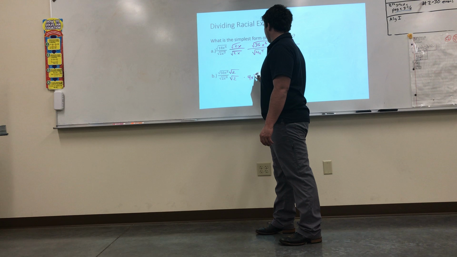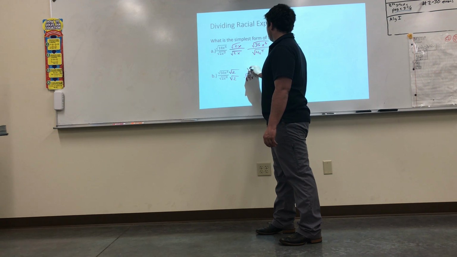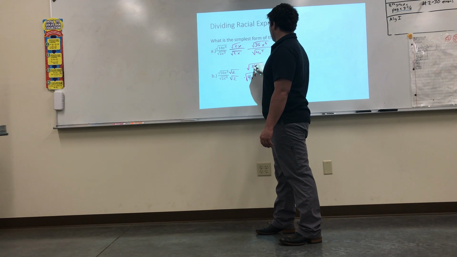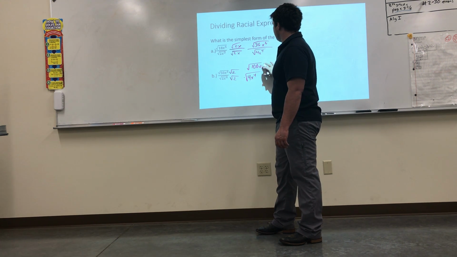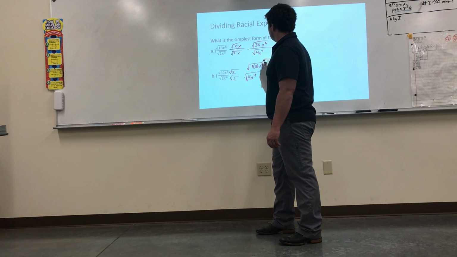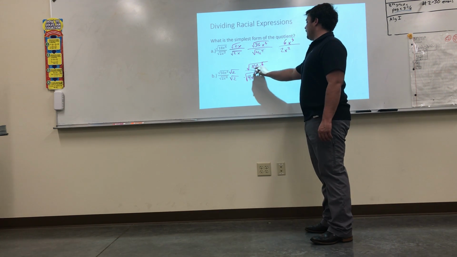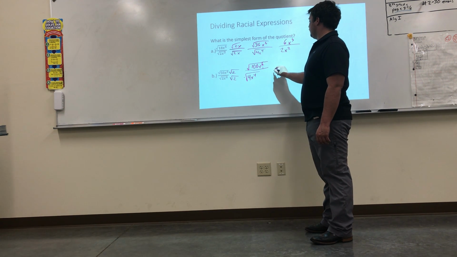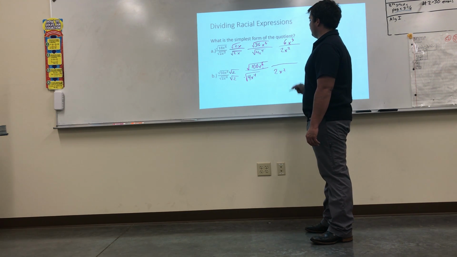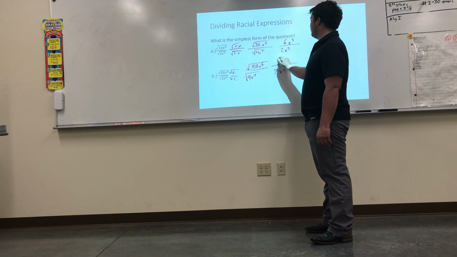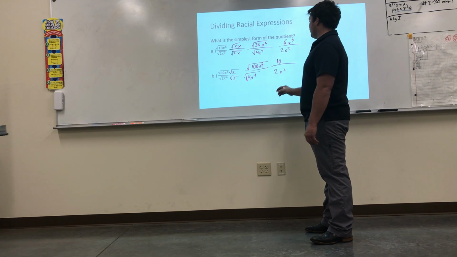4x to the fourth, square root. It's going to be 100x to the sixth. When I simplify this, on the bottom, I'm going to get 2x to the second. The top, I am going to get, well, the square root of 100 is 10. Square root of x to the sixth is x to the third.